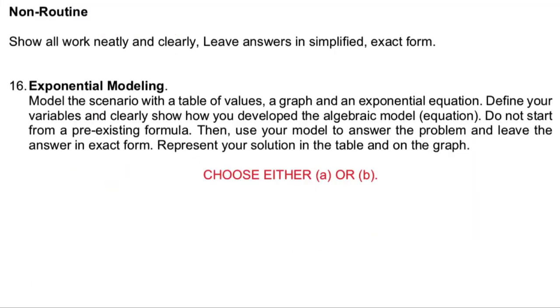In number 16, you had two options, a slightly easier question and another one that we had done with a C value, a horizontal asymptote that was not at the x-axis. You have to read the instructions. A lot of people did not come up with a table and a graph. They came up with a pre-existing exponential equation or formula, which I've asked you not to do, and I've asked you to answer the problem, leave the answer in exact form, and then represent the solution in the table and on the graph. Failure to do that meant that you didn't get the full modeling and problem-solving points.